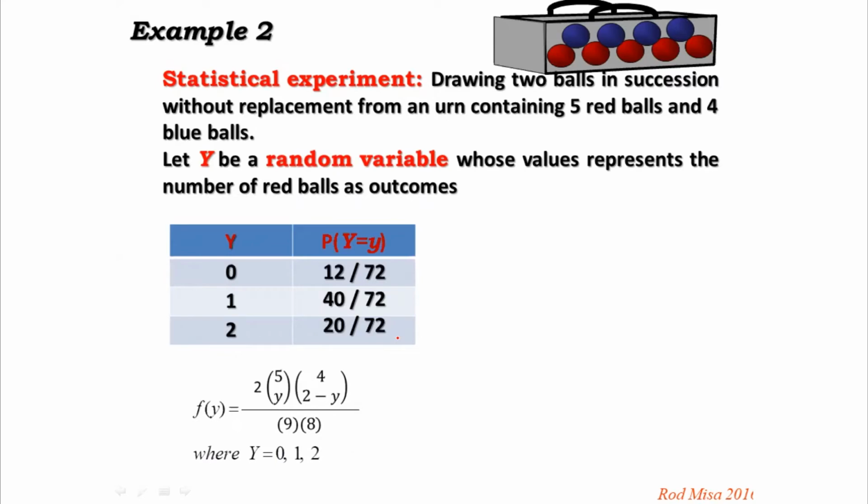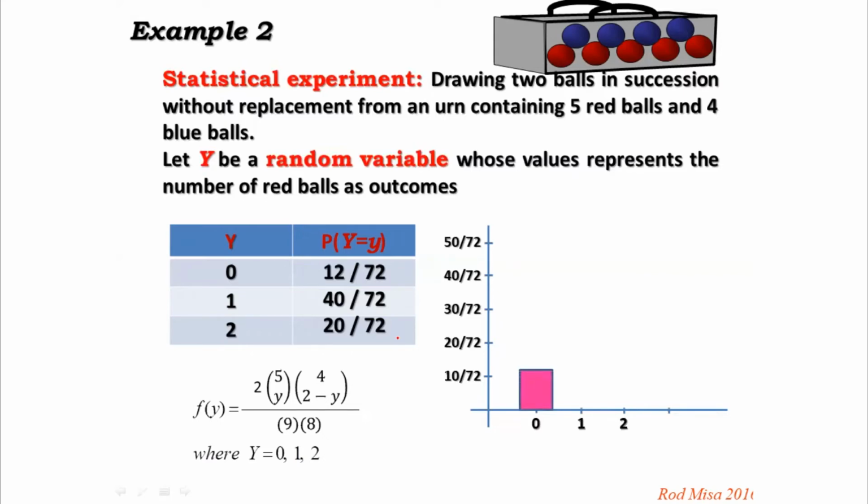But then again, you can represent it using a graphical representation, wherein the x-axis shows the values of our random variable 0, 1, and 2. And for our random variable 0, we will draw a bar whose height is 12 over 72, since the probability is 12 over 72.